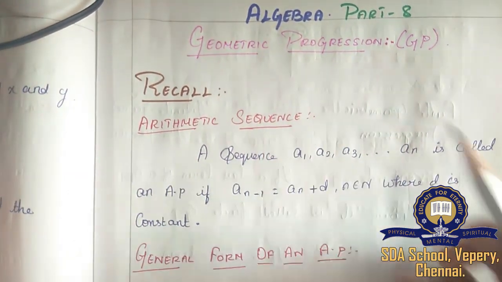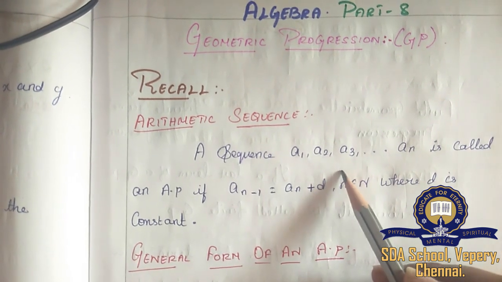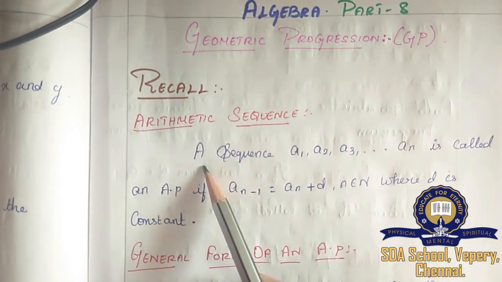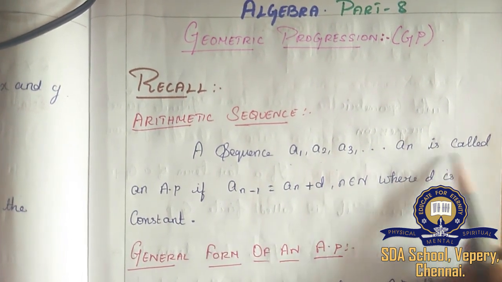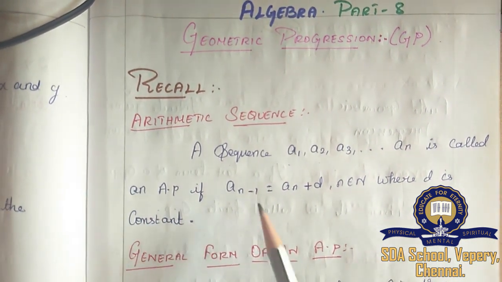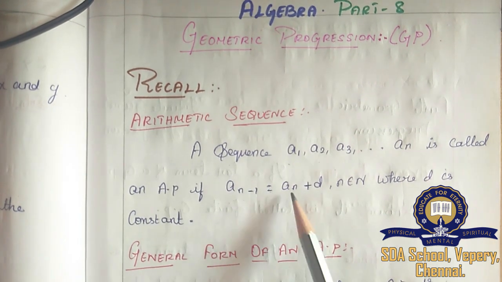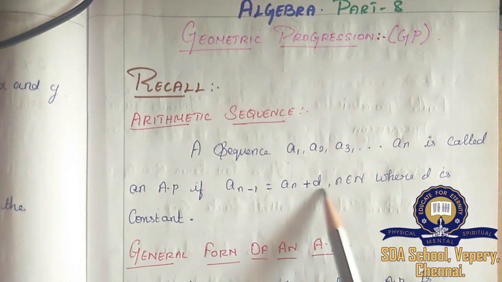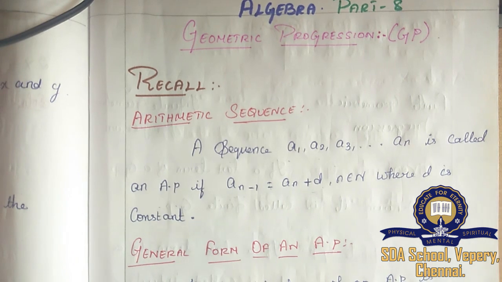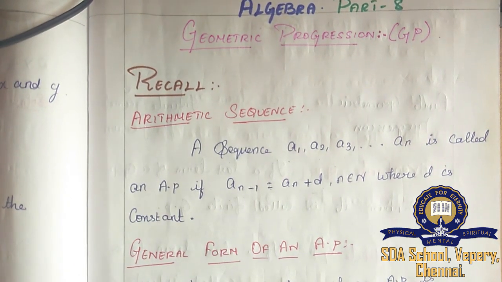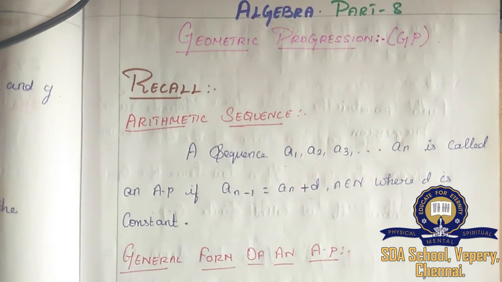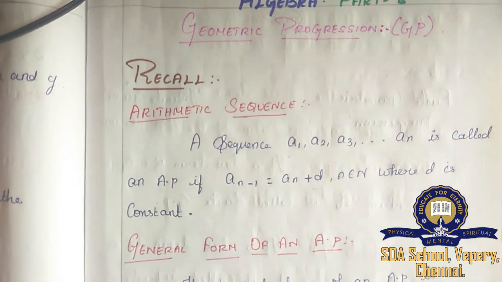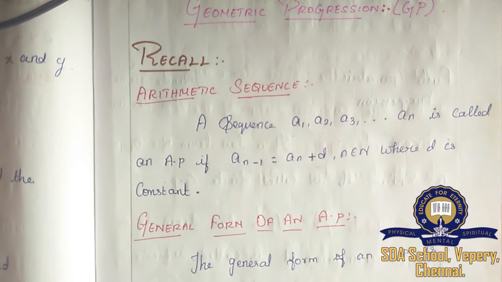So what is arithmetic progression? In the last video, in video 6, I gave you some definitions. A sequence a1, a2, a3 and so on, an is called an arithmetic progression if a(n+1) equals an plus d, where d is the common difference of the progression, a is the first term of the progression and n is the number of terms of the sequence, right? Hope you people remember. Let's quickly move on to the general form of an arithmetic progression.